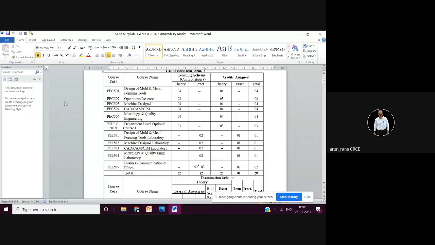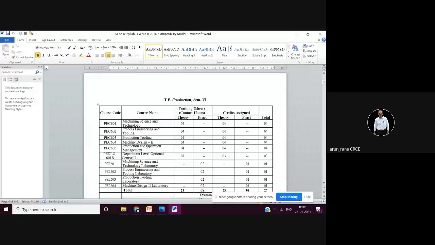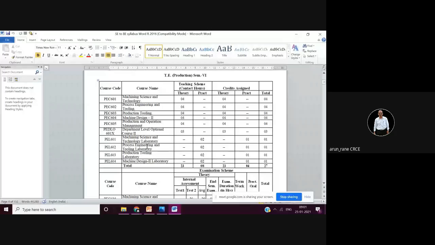So you have these many subjects. That was in the last semester, correct? Now currently in semester 6, you are going to study MST, that is Machining Science and Technology. Then Process Engineering and Tooling, the short form is PET. Then Production Tooling, the short form is PT. Machine Design 2, you know it is MD2. Then Production and Operation Management, that is POM. And then you have departmental level.